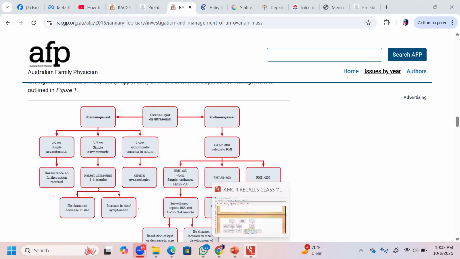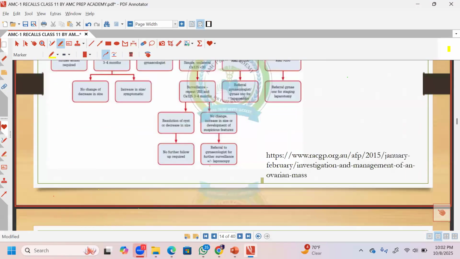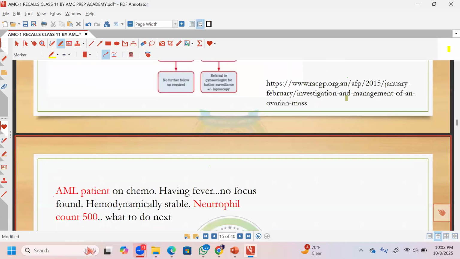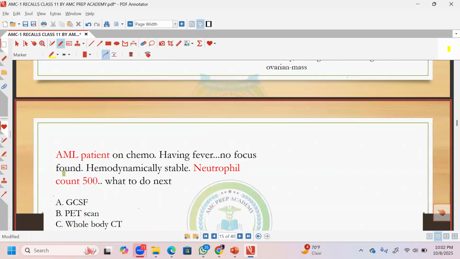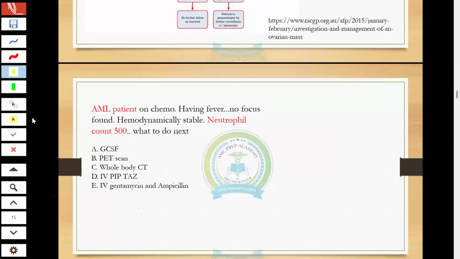Should we move to next, doctors? When you go through it in your own time, you will memorize. Okay. The reference link is attached over here, so you can go through it in your own time. Okay, doctors. So move to next.